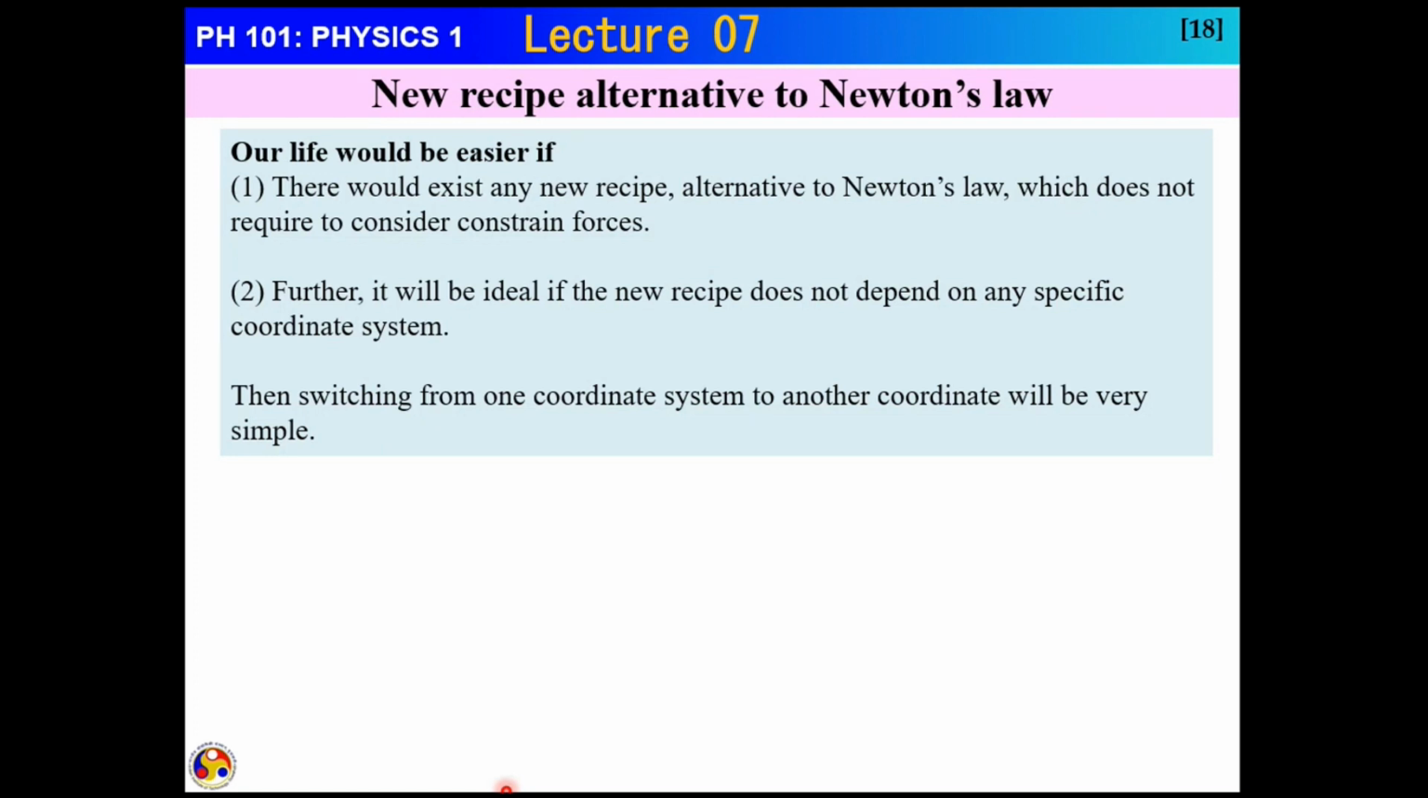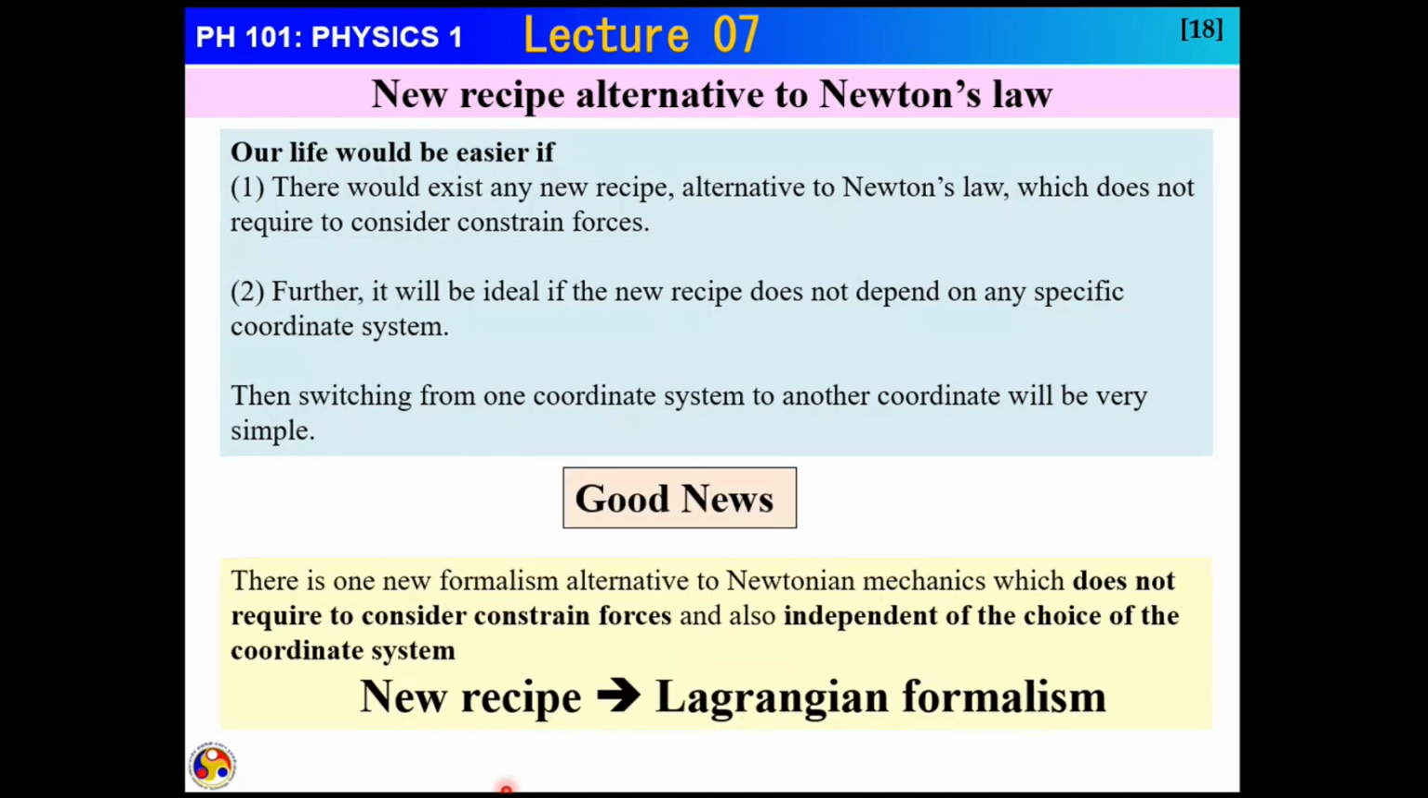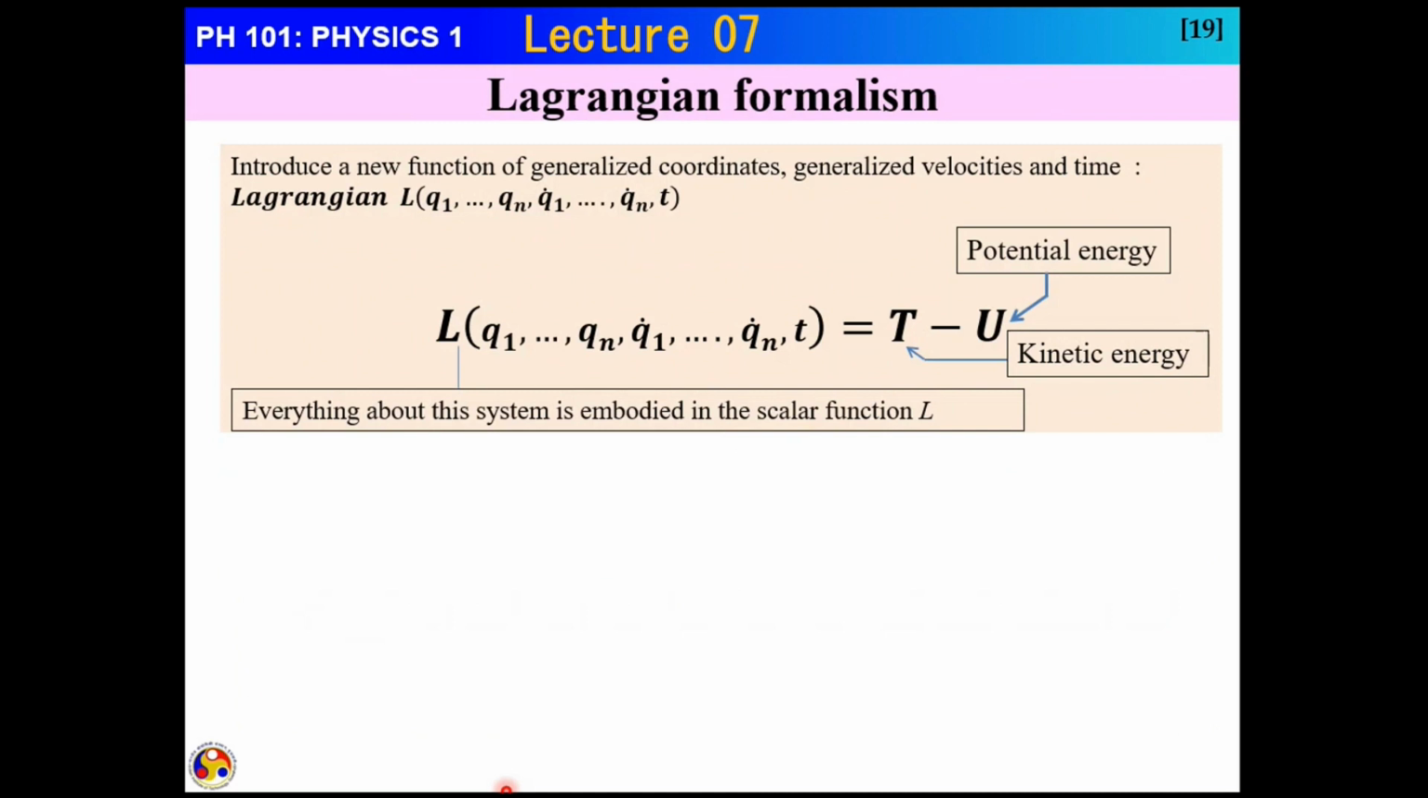And the answer is yes, we have a new recipe, and that's called Lagrangian mechanics, the Lagrangian formalism, which was formulated by Lagrange, a mathematician and astronomer, in 1780 and so on. And what is that recipe? Okay.